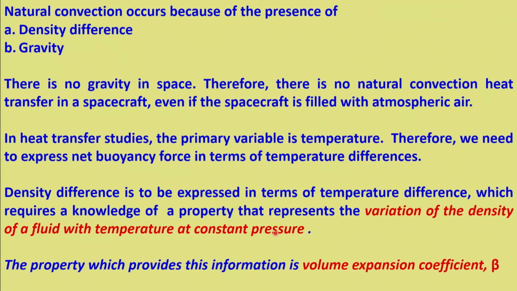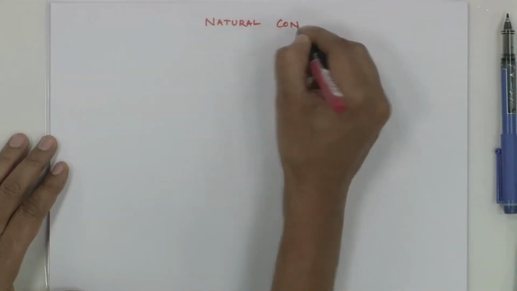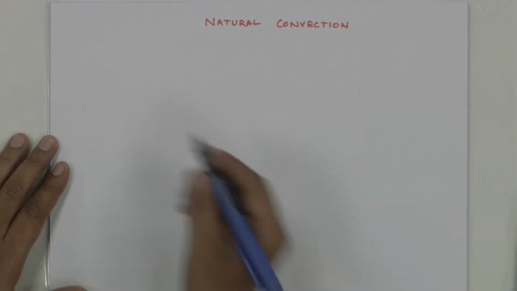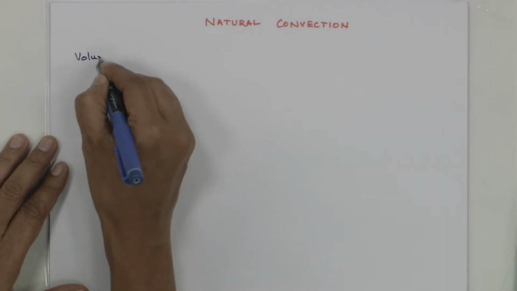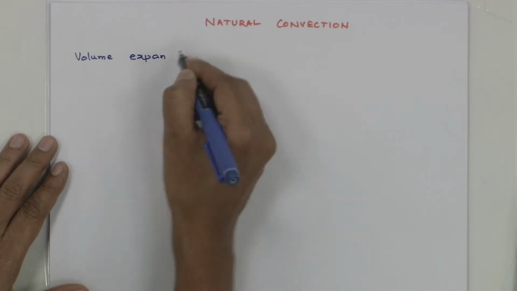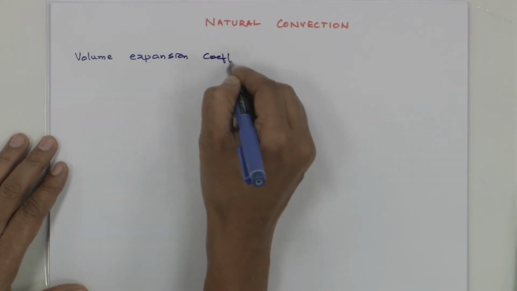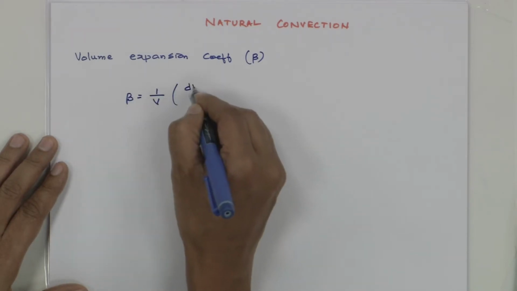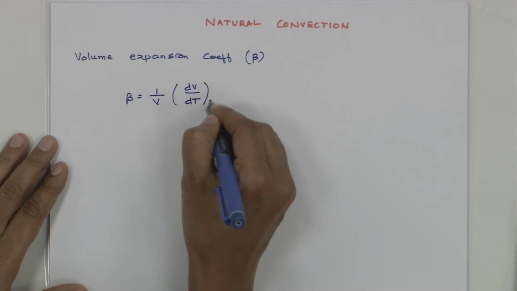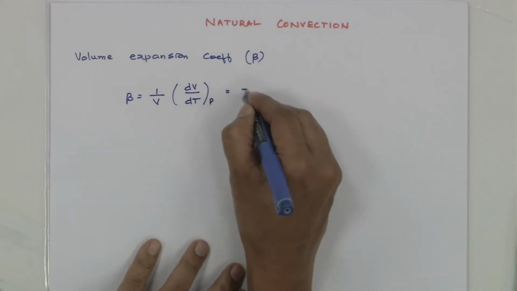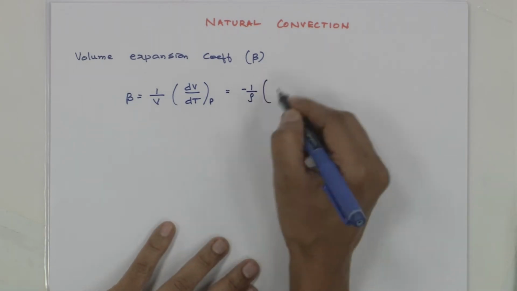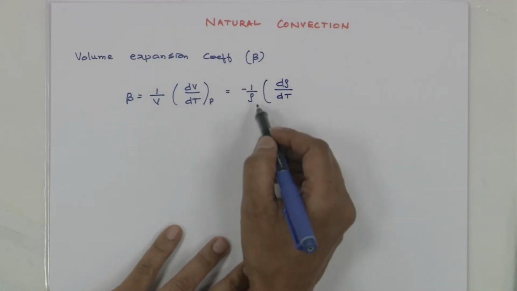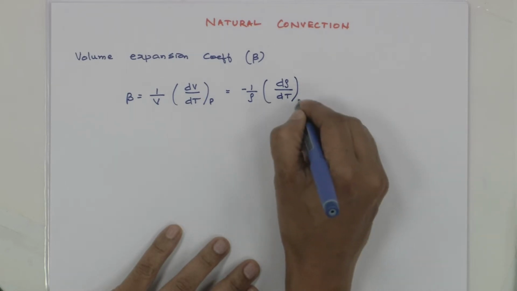So I write the heading as natural convection, and if I take up the volume expansion coefficient, the volume expansion coefficient beta is equal to 1 by V dV by dT at constant pressure, or minus 1 by rho d rho by dT at constant pressure, because rho and V are inversely proportional, that is why the negative sign has come.